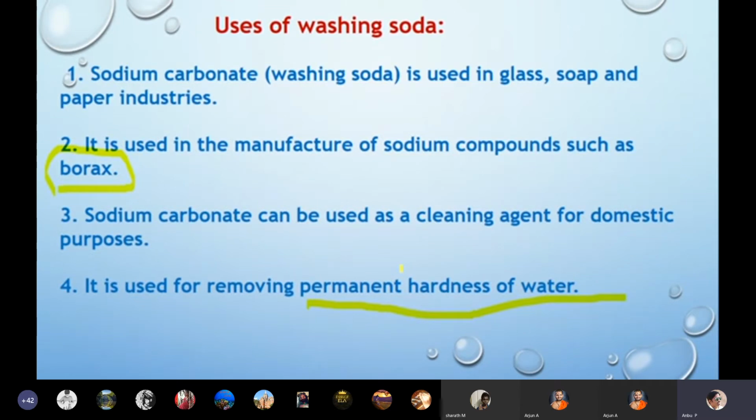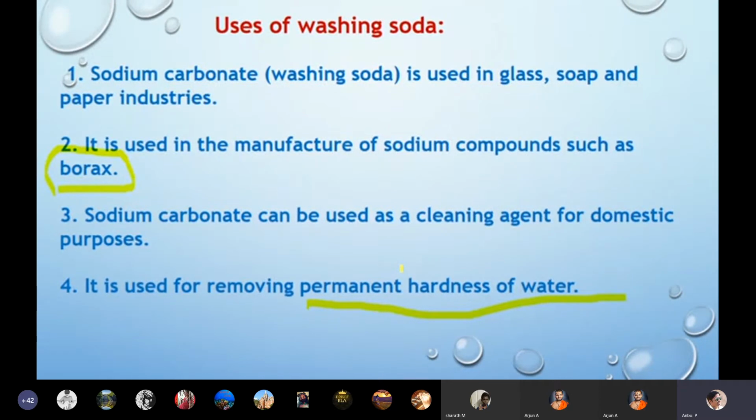So it increases the density of water also. So that is the meaning of hard water. Then what is soft water? When you talk about soft water, it does not contain much salt content. There are no impurities present in the water. Those waters are called soft water.